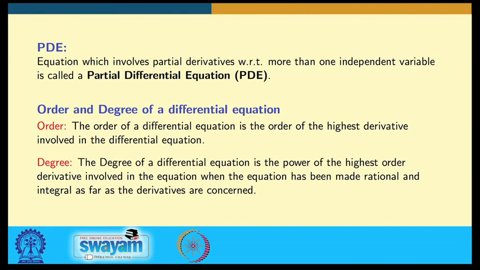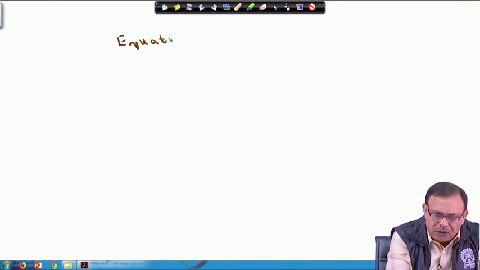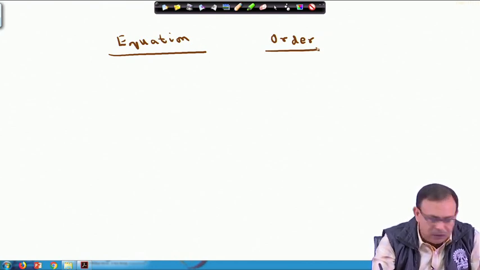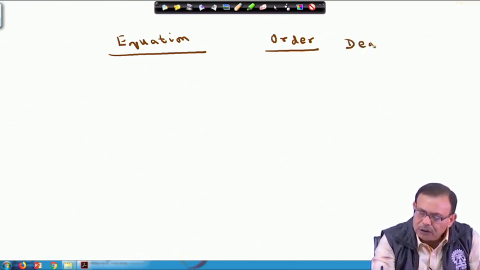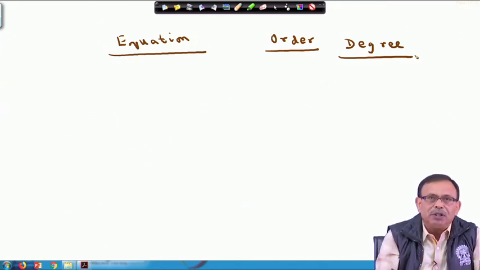So, let us see some examples. So, let me just make it like this. I will show you the slide also. Some equations we will write down, and we will try to find out what will be the order and what will be the degree of that particular equation.